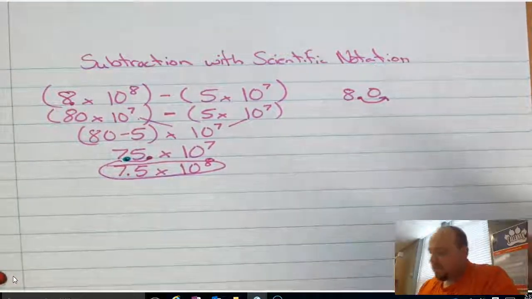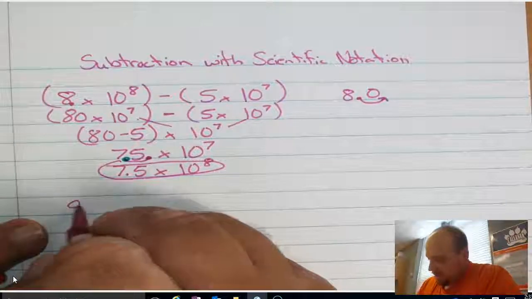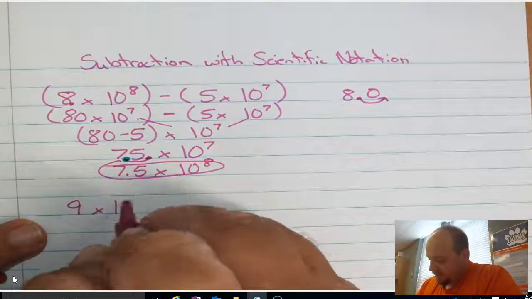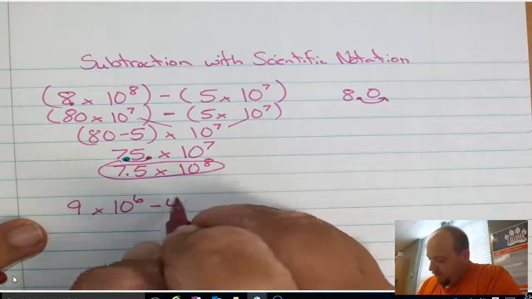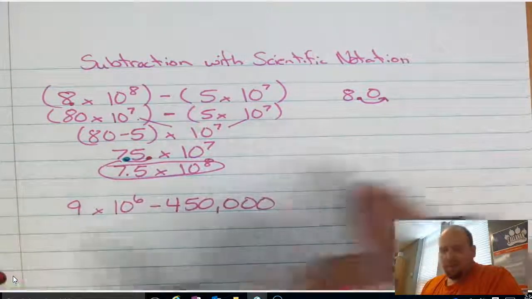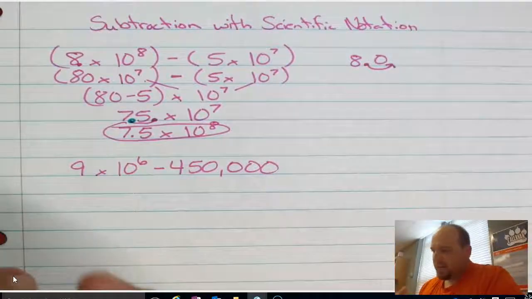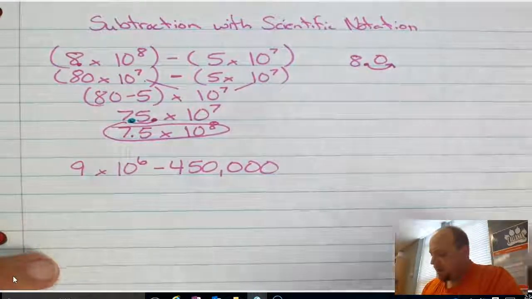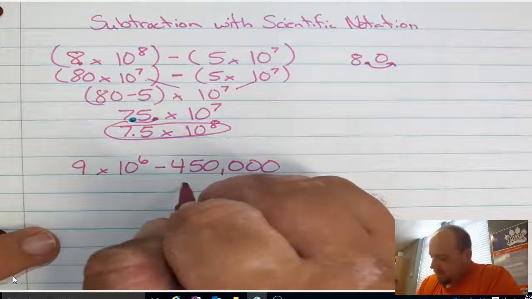Okay. So let's go ahead and look at another one. Let's look at 9 times 10 to the 6th minus 450,000. I know this is a little bit different because this one isn't a power of 10, so the first thing I need to do is change this so that it says a power of 10.